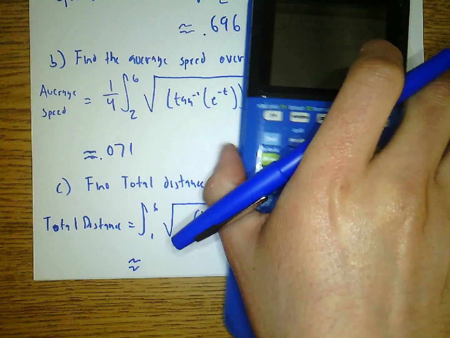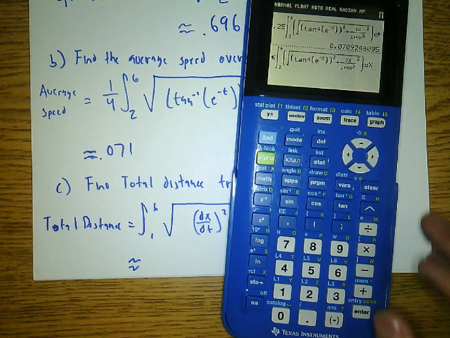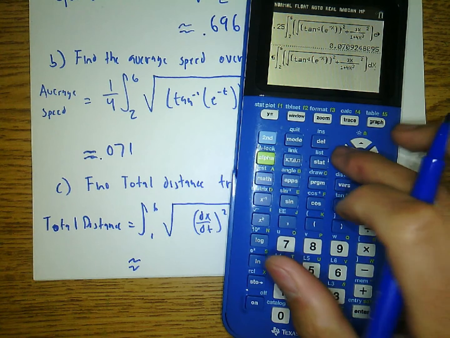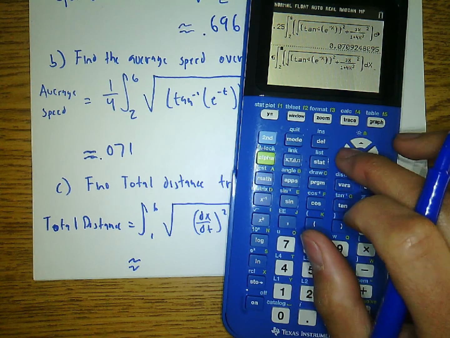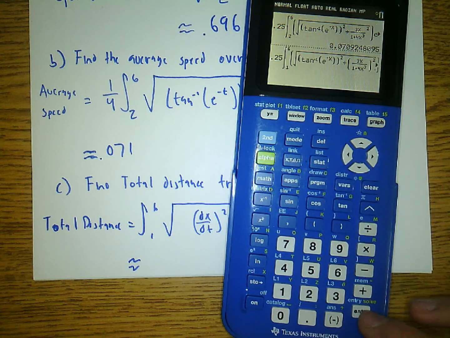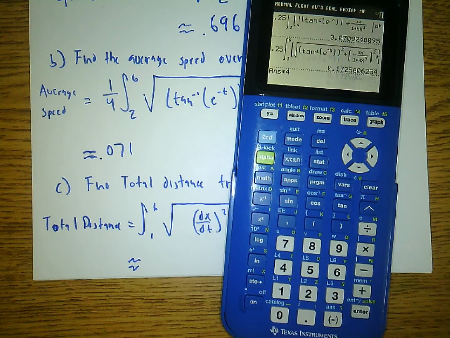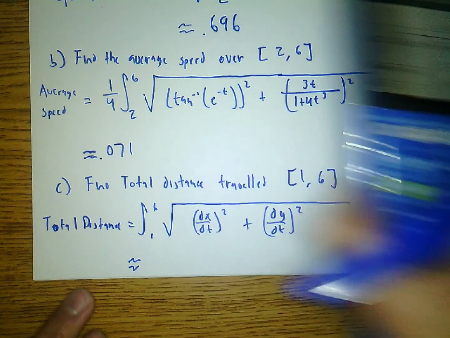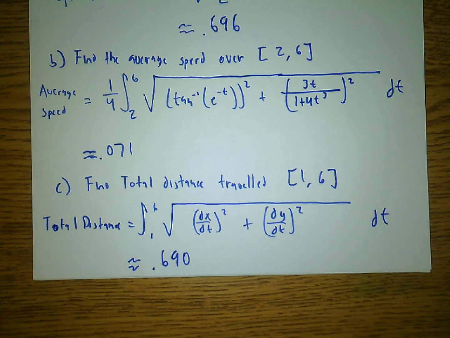I'm also very lazy, so I'm just going to come up here and highlight that. All I need to change is, instead of from 2 to 6, I'm going to do 1 to 6. Oh, I forgot to take out the 1/4, and I already hit enter. So what do I have to do to fix it? Multiply by 4. So times 4. Cool. So 0.69. There we go.